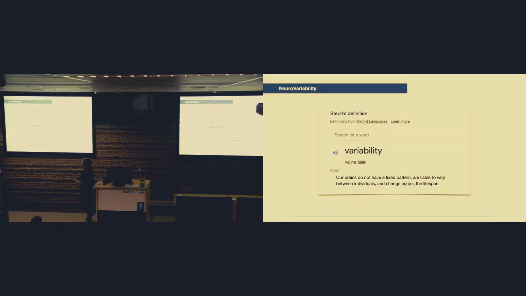Okay. Now, I have a definition of what I mean by variability because I got challenged once that we all have a different definition of what variability is. So I thought, just to be on the safe side, my definition is that our brains are different in their structure and their function, and that can even change across the lifespan. I hope that's not too controversial. Right, so what does that mean?